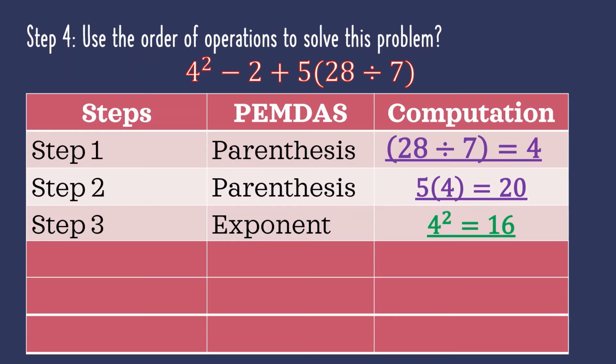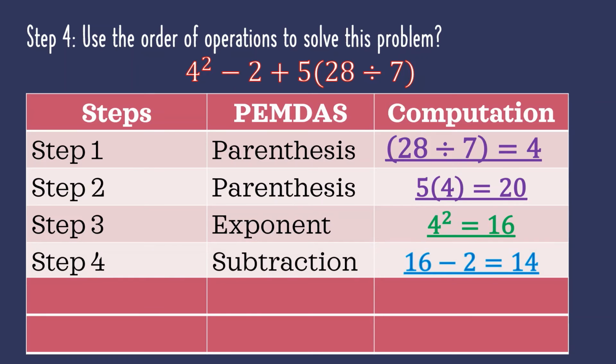Step 3, exponents. We will move on to the exponent because according to PEMDAS, we do parentheses and then we move to exponents, okay? This is the difference between 5th grade and 6th grade. 4 squared equals 16. Now, our next step. What do you think the next step will be? Subtraction. Now that we have our exponent, we want to subtract 2 from 16 because subtraction is coming first, going left to right. This will give us 14.